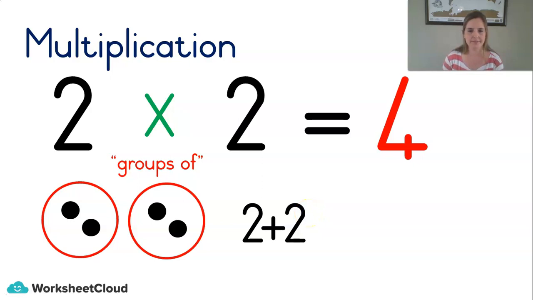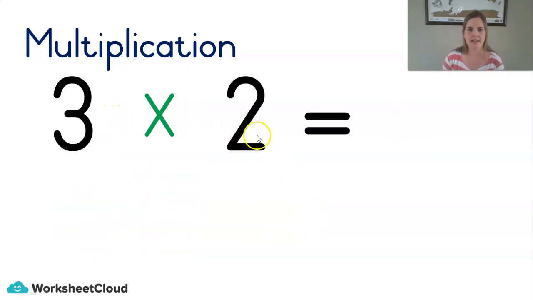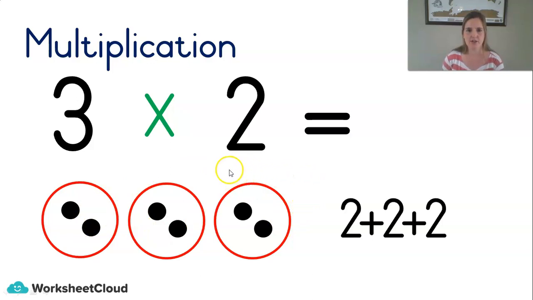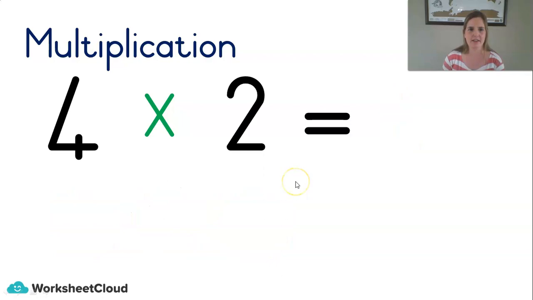Very good. Okay, 3 times 2, 3 groups of 2. There we go, there are 3 groups of 2 dots. Can you see the answer already? You can also write 2 plus 2 plus 2. And that is 6. Awesome. 3 times 2 is 6.